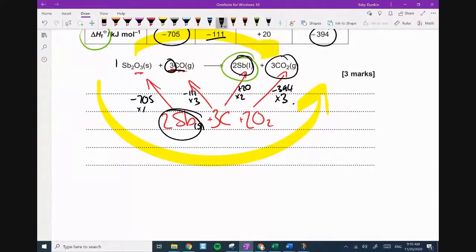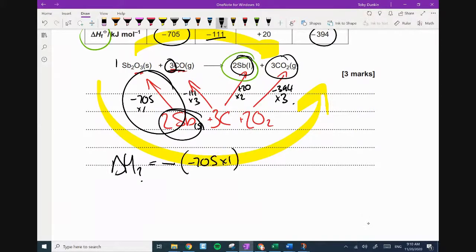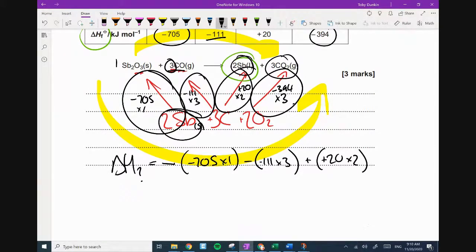Right, so we can now go delta H equals. This one here is against me, so minus, brackets, minus 705 times 1. This one is against me, minus, brackets, minus 111 times 3. This one is with me, plus, brackets, plus 20 times 2. That one is with me, plus, brackets, minus 394 times 3. And I'm done. Run it through my calculator, and I'm finished.